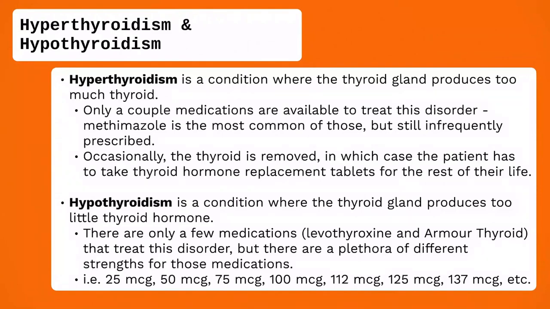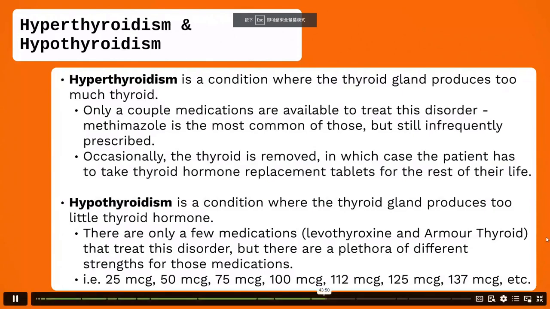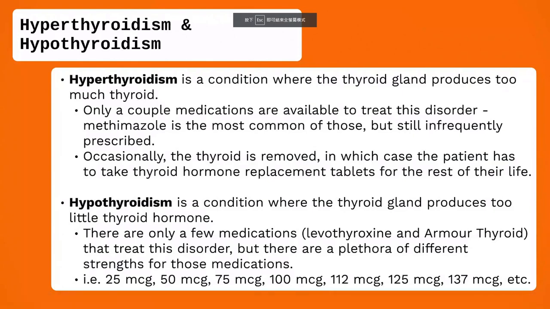Now we're going to discuss hyperthyroidism and hypothyroidism. Hyperthyroidism is a condition where the thyroid gland produces too much thyroid hormone. Only a couple medications are available to treat this disorder. Methimazole is the most common of these, but it's still not prescribed often. Occasionally, the thyroid is removed, in which case the patient has to take thyroid hormone replacement tablets for the rest of their life. That's called a thyroidectomy.